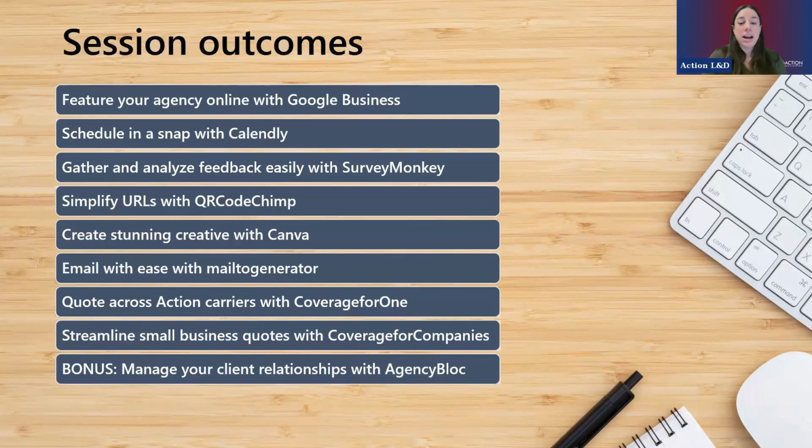Okay, so outline of what we're going to talk about today. Some of these are a little more involved than others, but here are the tools that I'm going to go over. We're going to go over Google Business, how to use Calendly, which we use here in our offices, how to gather and analyze feedback with SurveyMonkey. That one was a personal request, or a request I got from an agent. So we're going to go through that one.